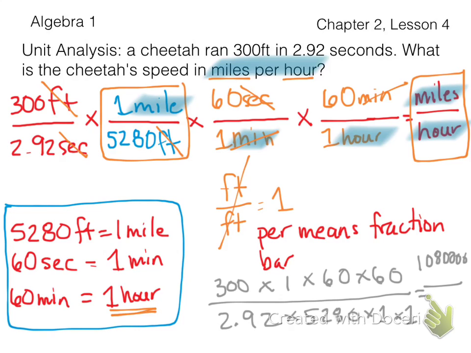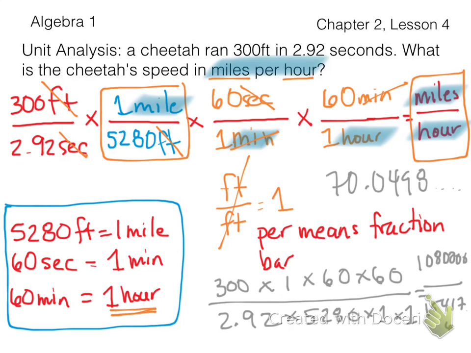Okay, and then I've also got 2.92 times 5280 times 1, which is going to give me a kind of big number too, 417.6, and now I need to divide. So I'm going to divide the top number by the bottom number, and I'm going to get 70.0498 blah blah blah.